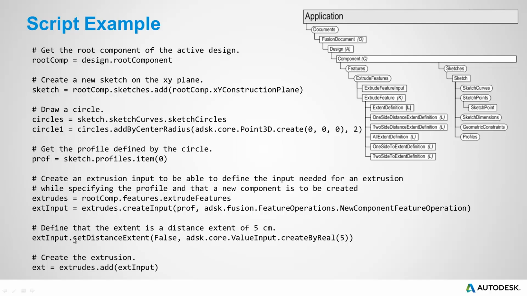So now the input is fully defined. On this extrude features collection object, which we have a reference to, we call the add method and just pass it the extrude input object that we've fully defined. Then that calls the extrude request inside the Fusion engine, and the extrude is built.